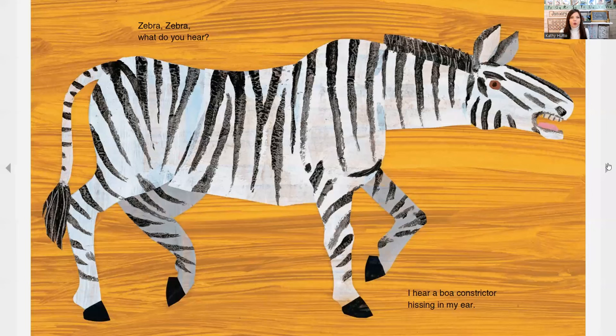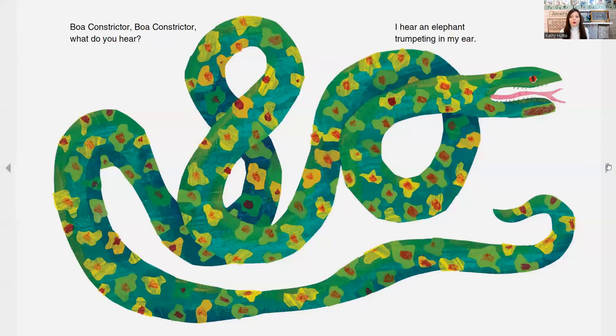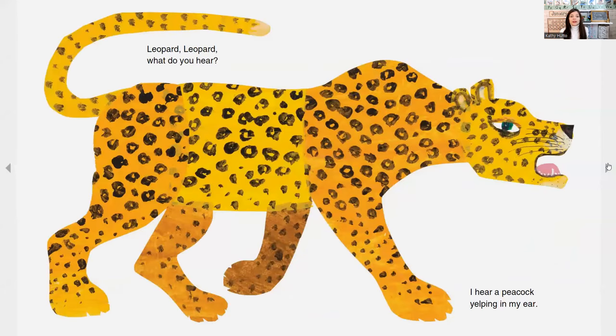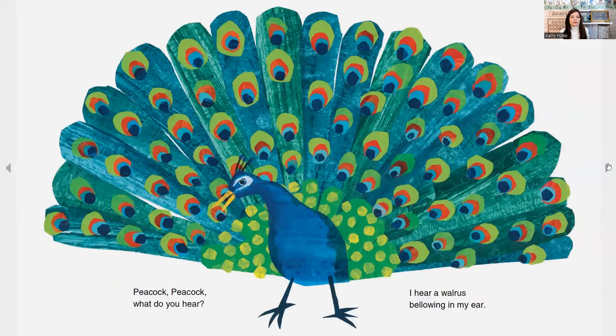Zebra, zebra, what do you hear? I hear a boa constrictor hissing in my ear. Boa constrictor, what do you hear? I hear an elephant trumpeting in my ear. Elephant, elephant, what do you hear? I hear a leopard snarling in my ear. Leopard, leopard, what do you hear? I hear a peacock yelping in my ear. Peacock, peacock, what do you hear?